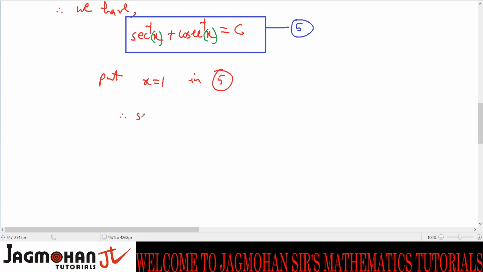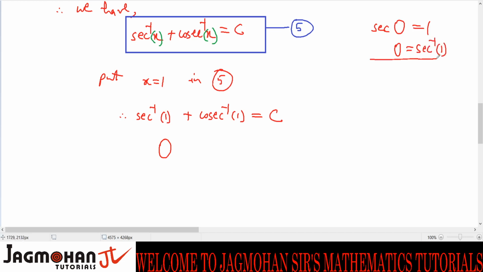I get therefore sec inverse 1 plus cosec inverse 1 equals to c. Now tell me students, what is the meaning of sec inverse 1? Sec inverse 1 means for what angle sec value is 1, and we know that is 0. Sec of 0 is 1. So 0 will be sec inverse 1. And what more we know? We know cosec pi by 2 is 1. So pi by 2 will be cosec inverse 1.